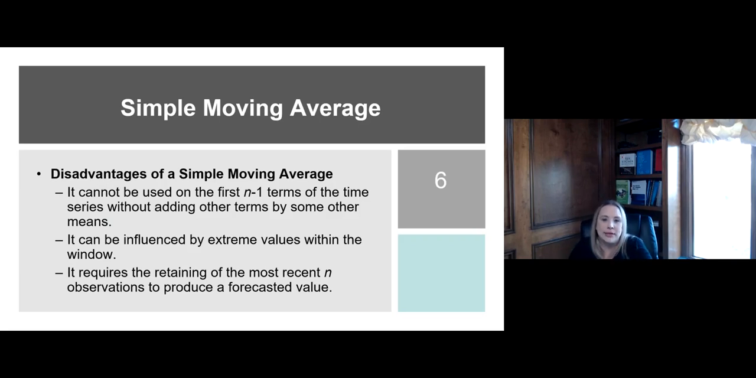Now, despite the simplicity of simple moving average, there are some disadvantages that we want to consider. One of the disadvantages is that it cannot be used on the first n-1 terms of the series without adding other terms by some other means. Also, because we're looking at a specific window here, if there are extreme outliers within that window, it is going to significantly affect our prediction. It also requires retaining the most recent n observations to produce a forecasted value.